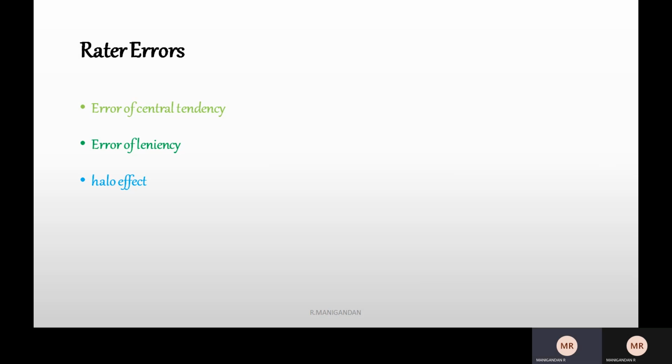No. The halo effect. Halo effect means the psychological effect. So these are the rater errors.